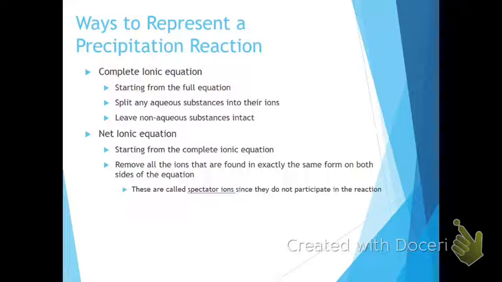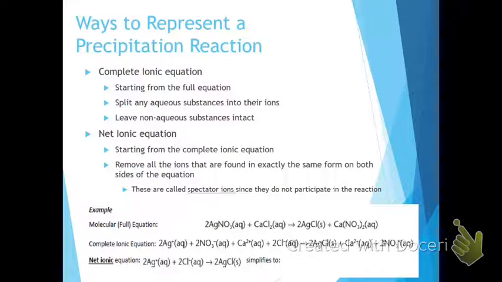We can also show the net ionic equation. The net ionic equation is based off of our complete ionic equation, but we remove any spectator ions. Spectator ions are ions that were found in exactly the same form on both sides of the equation. They did not actually participate in that reaction, so we're going to go ahead and remove them. They were just floating around in water before the reaction, and they're just floating around in water after the reaction. So here we have an example of a precipitation reaction and the different forms that we can represent it in. In this reaction, we have silver nitrate, which is aqueous, combining with our aqueous calcium chloride. We form solid silver chloride and aqueous calcium nitrate.